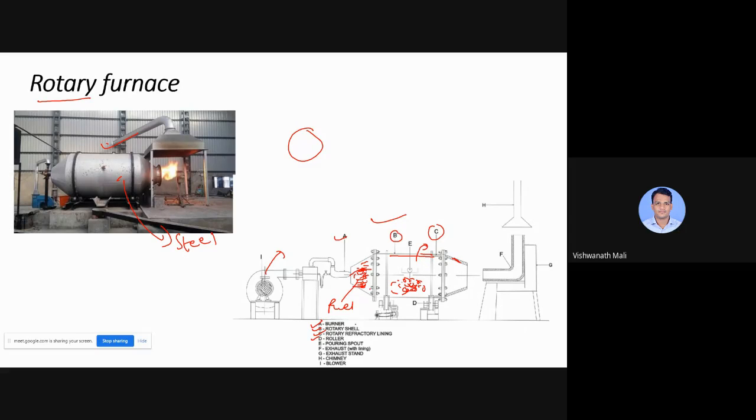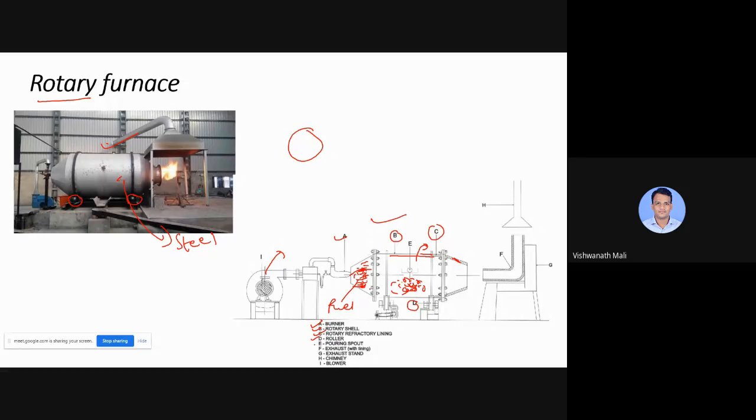Then D part is the roller. Here you can see the roller. These are the rollers which are used to rotate this. We are going to see the video of how it works. So these are the rollers which are used to rotate this rotary furnace.